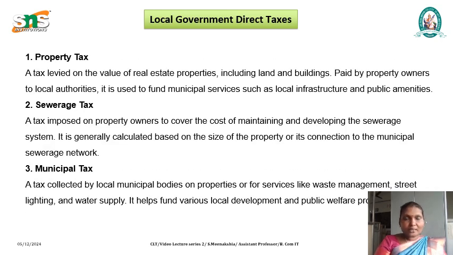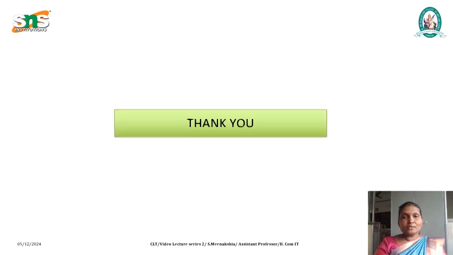Let's move on to the third category, local government. These are the various direct taxes which are levied by local government. Property tax, sewerage tax, and municipal tax are the various examples. So these are all the various tax structure system of India according to the Income Tax Act.